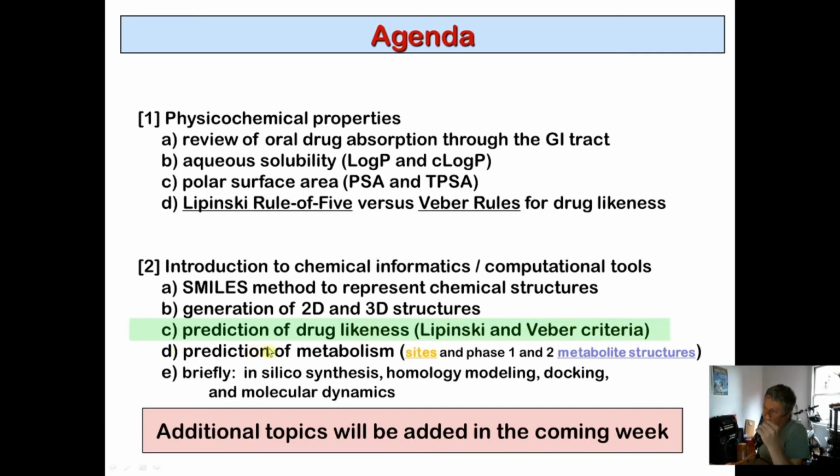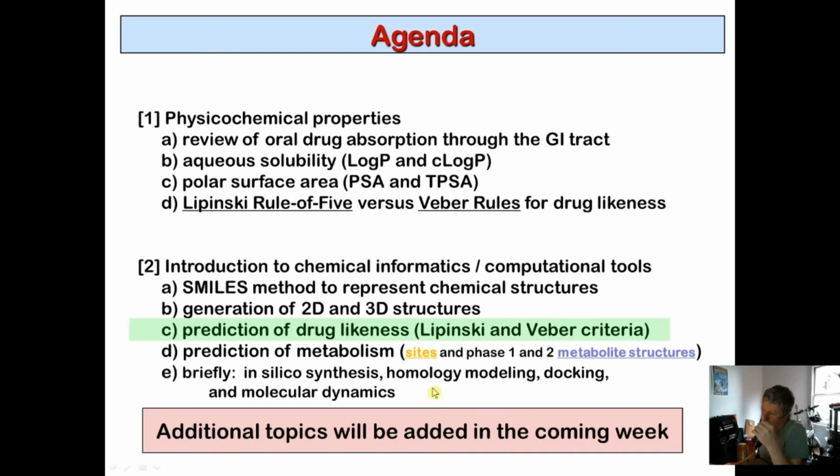And the next thing after that, we'll take smile strings and we'll predict the metabolic products through phase 1 and phase 2 reactions. Then we're going to get into something even cooler, and this is a little bit related to my research of in silico synthesis, which is building huge libraries of molecules by computer. And then we can dock them against a protein, and using homology modeling, docking, and molecular dynamics, we can accomplish something called virtual screening, where we're looking for drug molecules by computer.